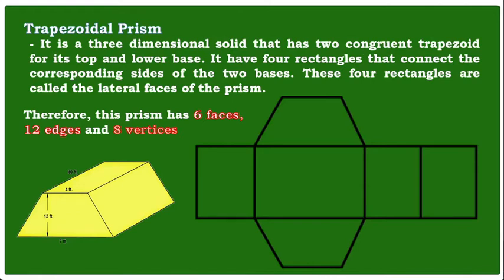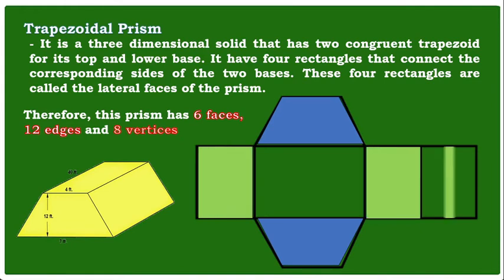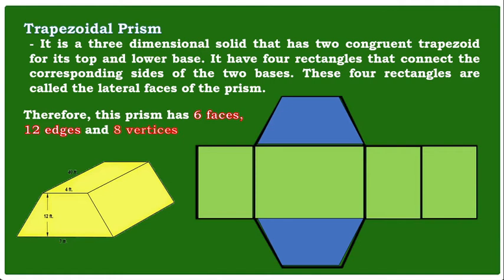This is a net of a trapezoidal prism. As you can see here, there are 2 trapezoid shapes that can be the base of the trapezoidal prism. They could be the top and the base. And it has 1, 2, 3 rectangular shapes that are the same size and 1 rectangular shape that is bigger than the others. Therefore, it has 6 faces. When folded, we can create a trapezoidal prism.